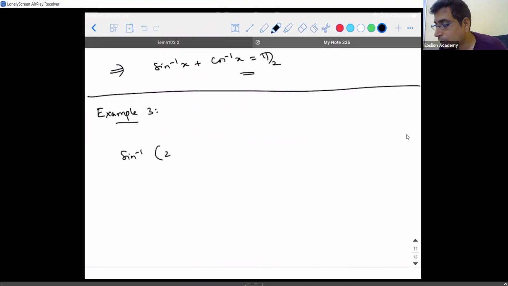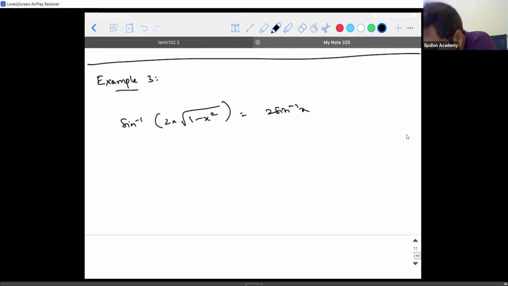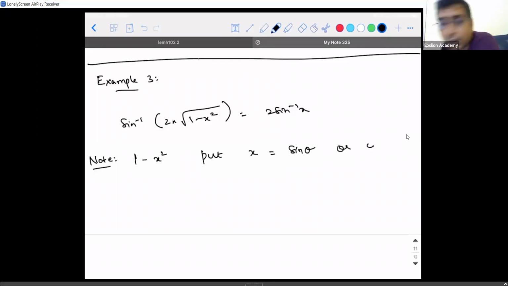Sin inverse of 2x into root of 1 minus x square is equal to 2 sin inverse of x. This is what we need to prove. Okay. Write down an important note. Wherever you find 1 minus x square, put x is equal to sin theta or cos theta.